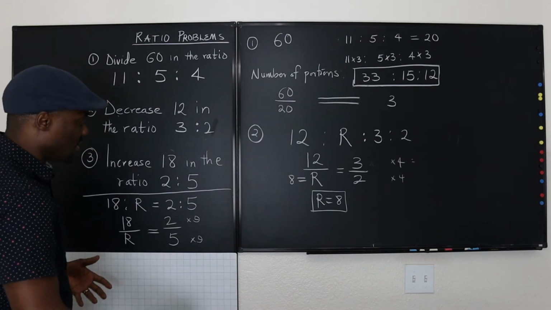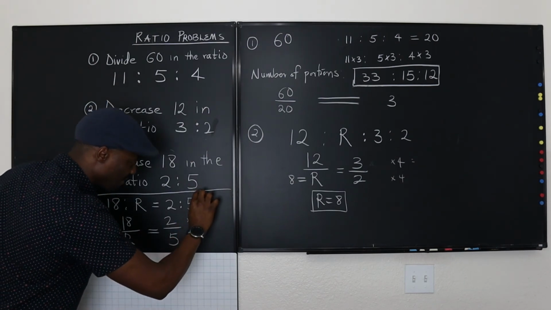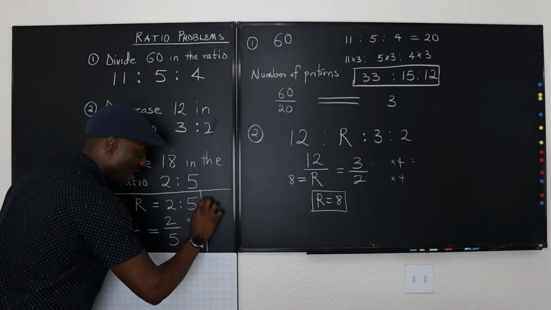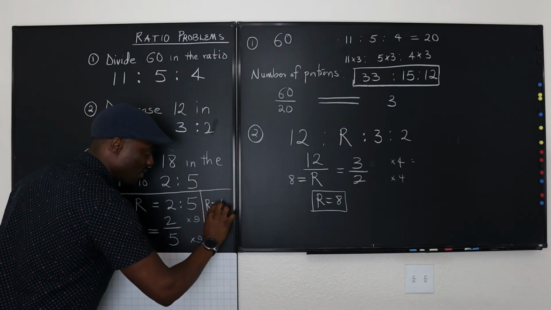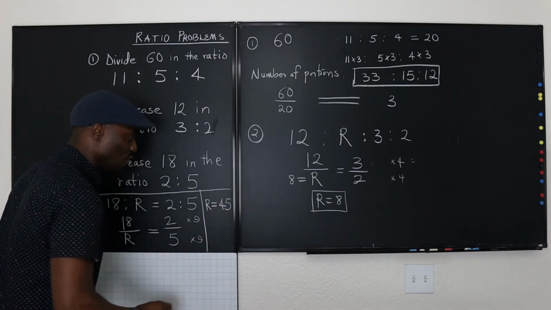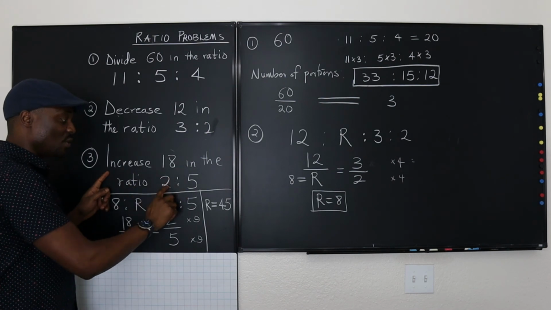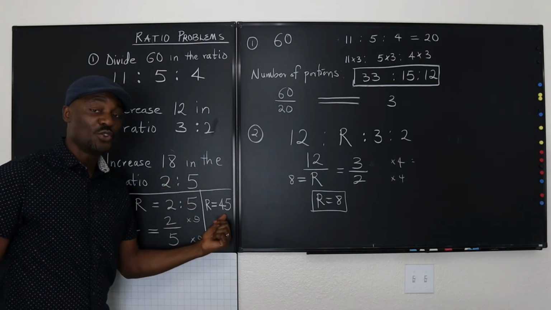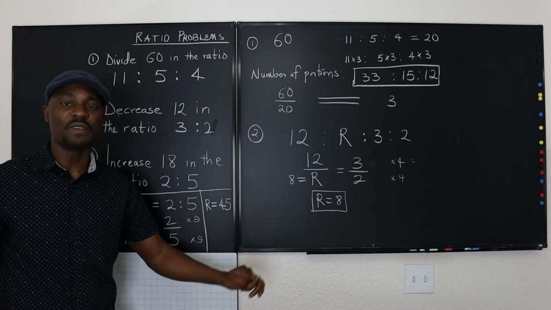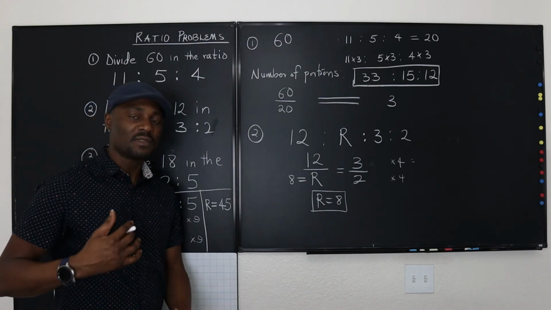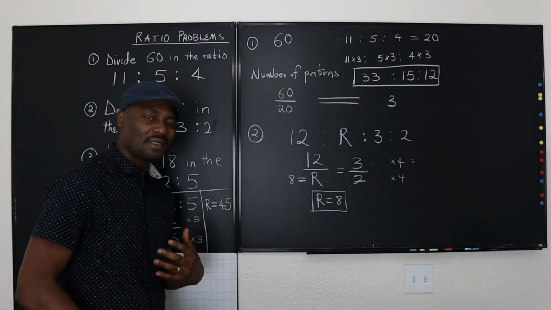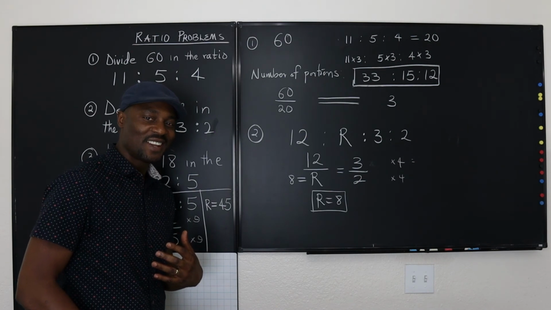So that's our answer. I'm just going to write it here. R equals 45. So when you increase 18 in the ratio 2 to 5, it means you're changing 18 to 45 because it's getting bigger. Did you get that? Okay.